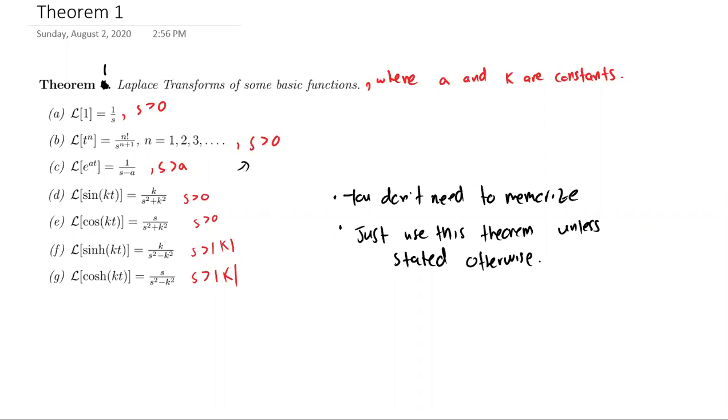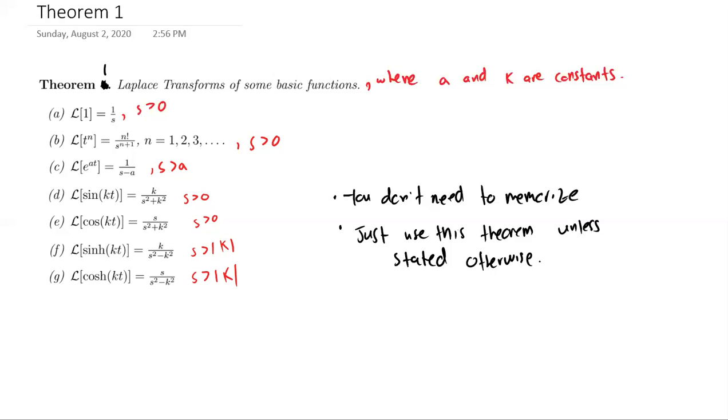Here in theorem 1, where I gave you the Laplace transform of a bunch of common functions, the book actually gives you the domains of the Laplace transforms. Right? So this table I actually got from another book, and in that other book, they don't give you the domains, but in the book that we're using in this class, they do give you the domains. So all I did here was add in red the domains of each Laplace transform.